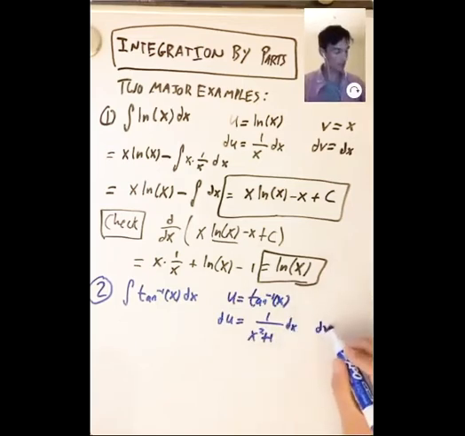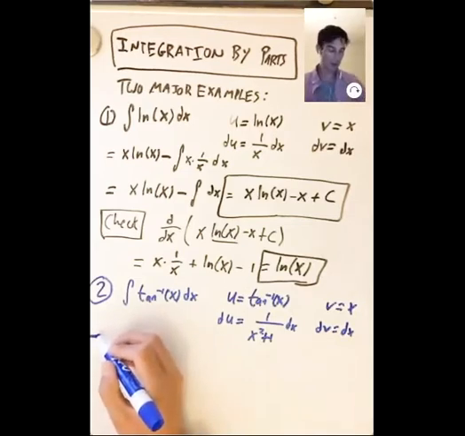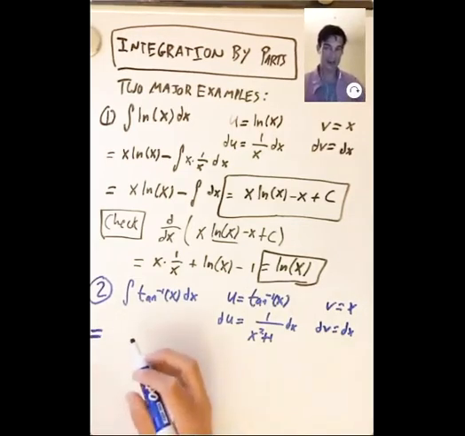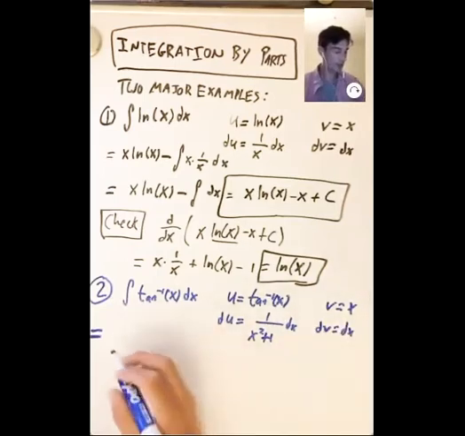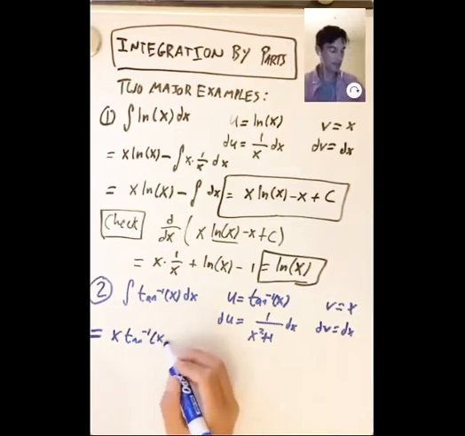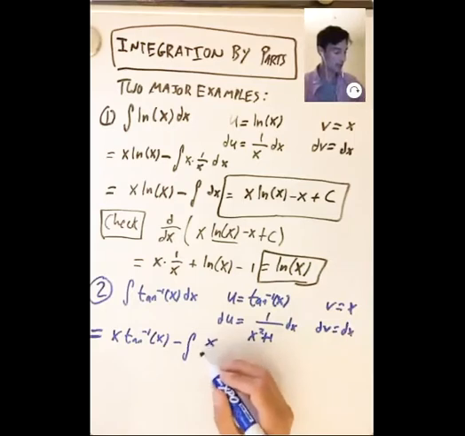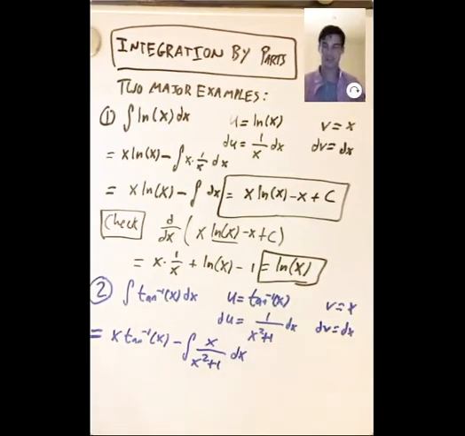And what should dv be? It should be everything else left over in the integral. So it should just be dx. And then v should be x, the simplest antiderivative we can come up with. And integration by parts says that this integral is equal to uv, which is x arctan of x, minus the integral of v du, which is x over x squared plus 1 dx.